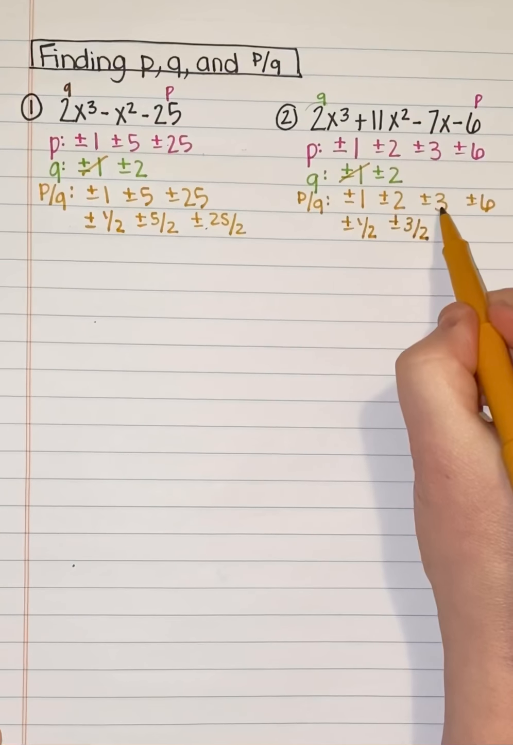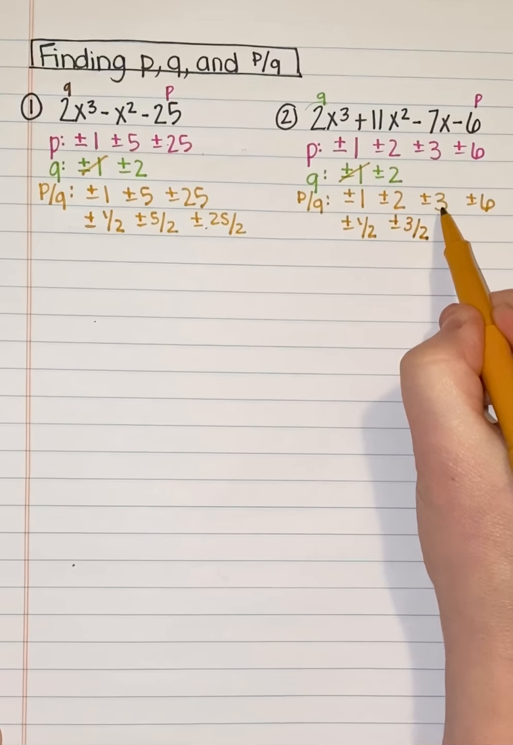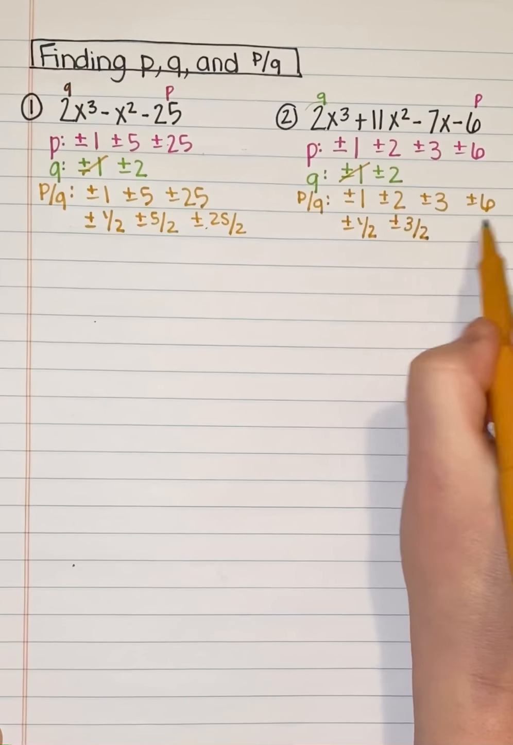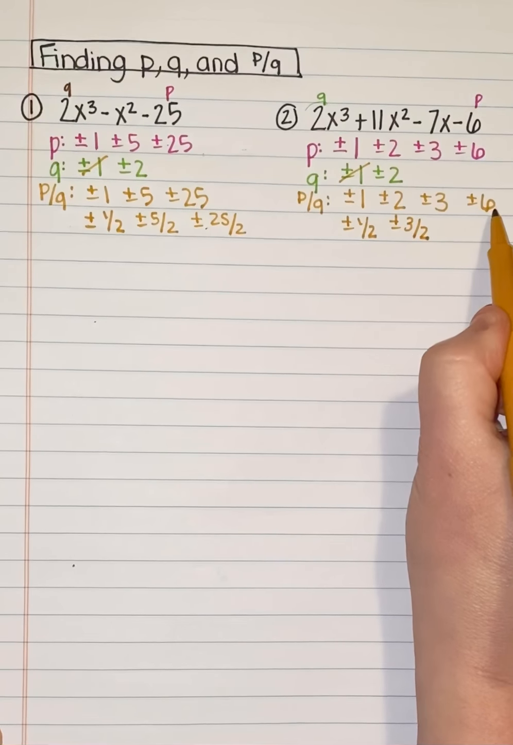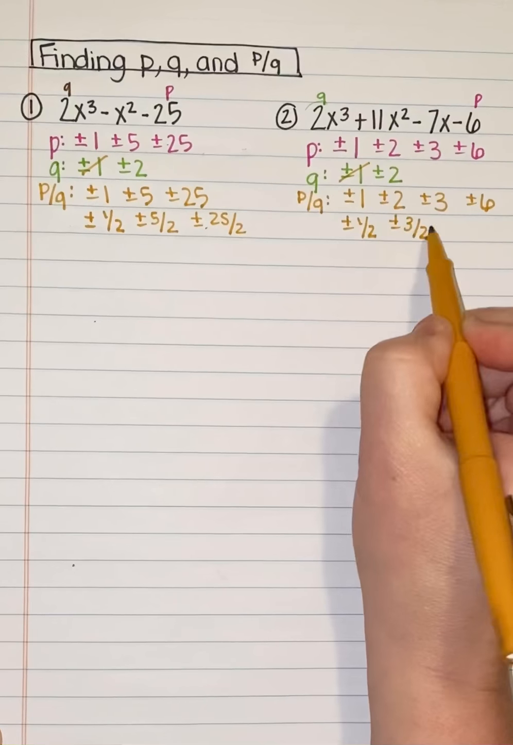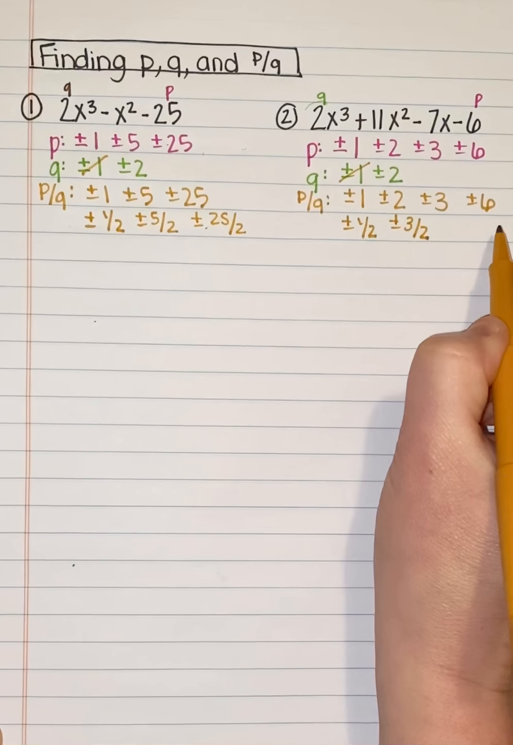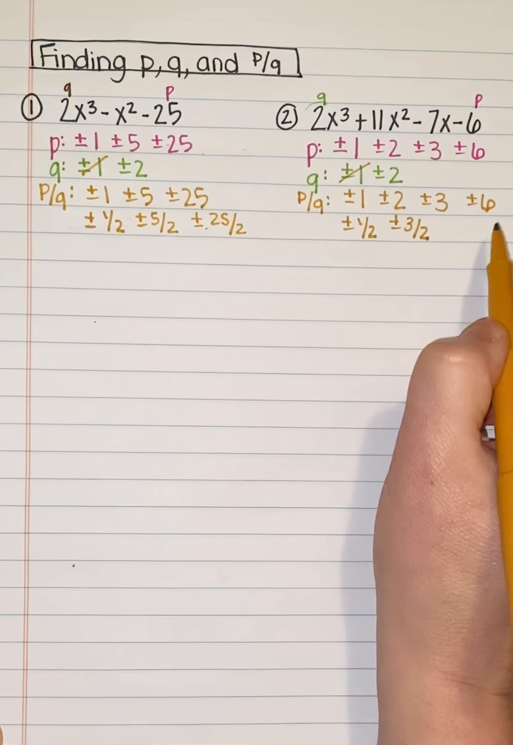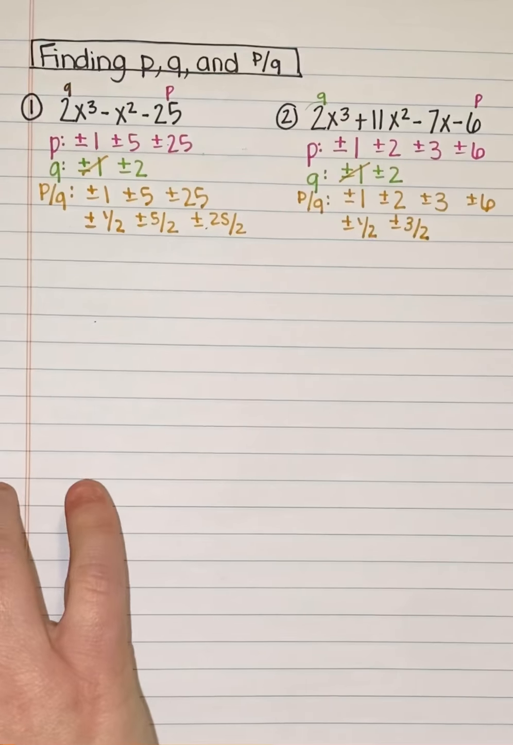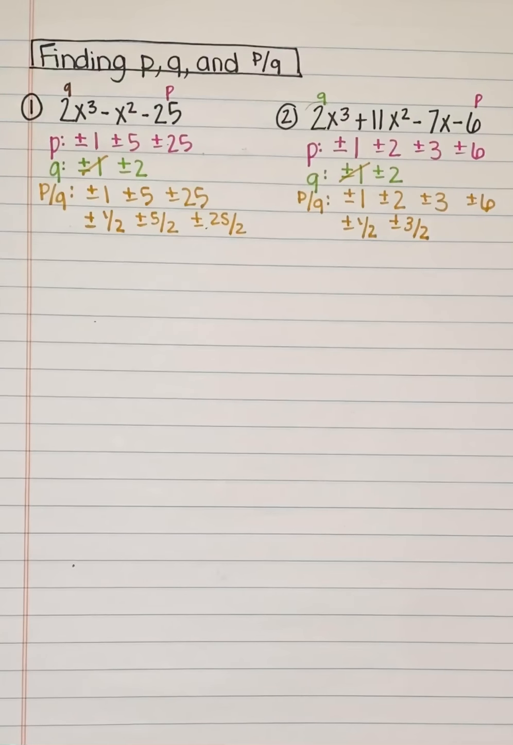6 over 2 is 3. I already have it right here, so I don't have to write that down again. So from here, I got 4 here and 2 here, so I got a total of 6. But I really have a total of 12 because I got plus or minus signs everywhere. All right, so this is how you find P, Q, and P over Q. So right now, you need to work on the next problem in your notes, which is number 3.